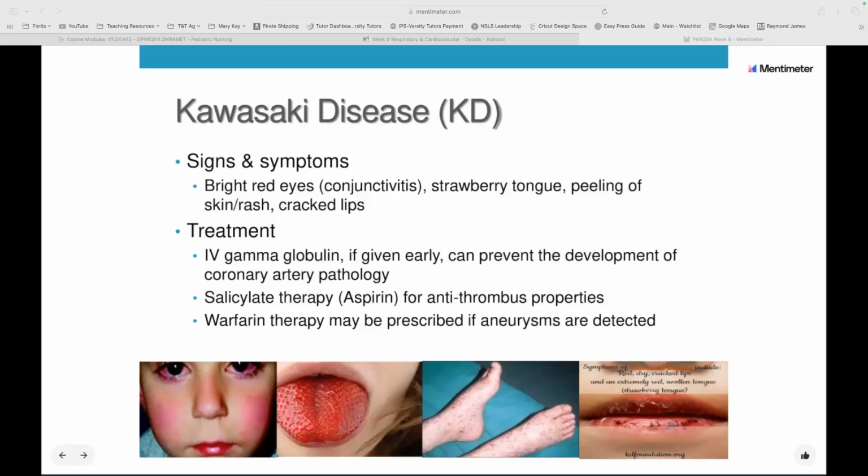They also have rashes throughout their skin and then peeling of that skin, especially in skin folds, and cracked lips. So their lips are going to be very, very dry. Those are going to be your telltale signs. Like I said, we are diagnosing strictly based on what we're seeing visibly.